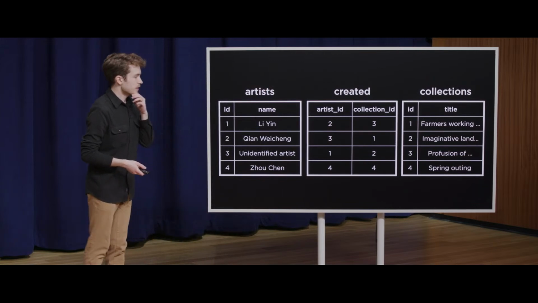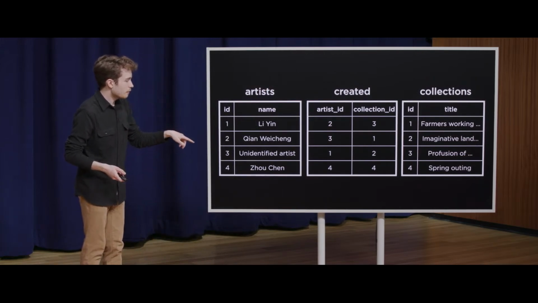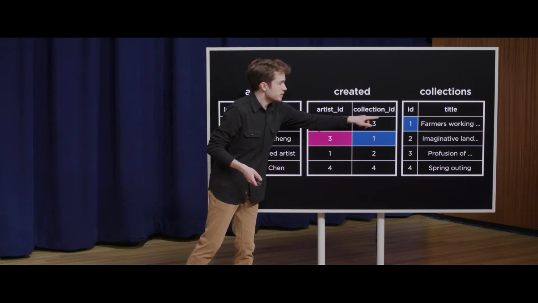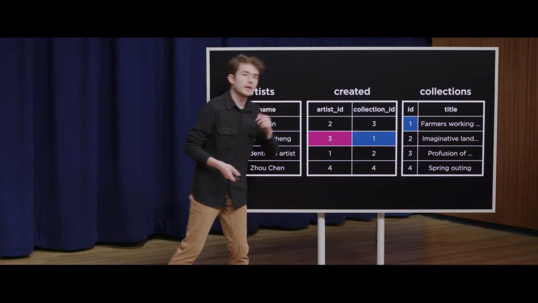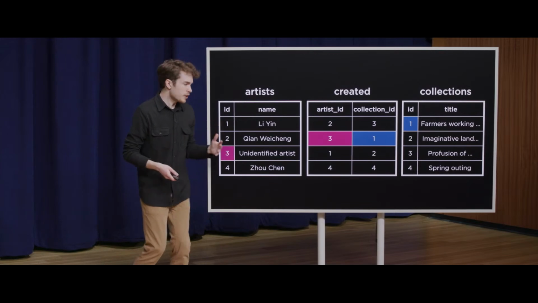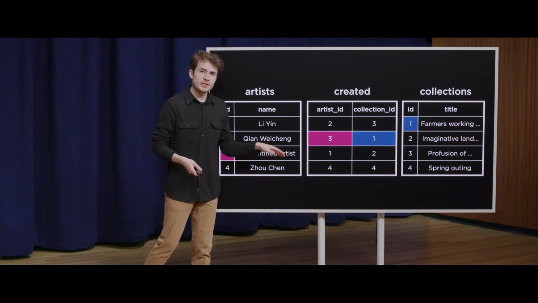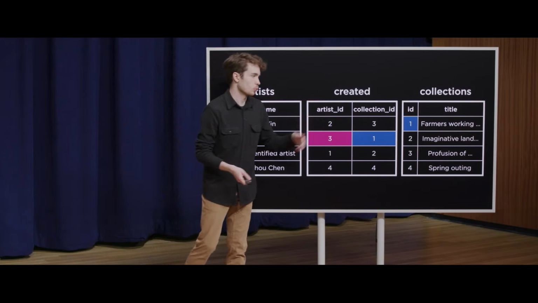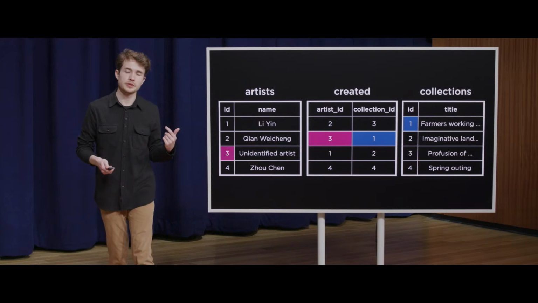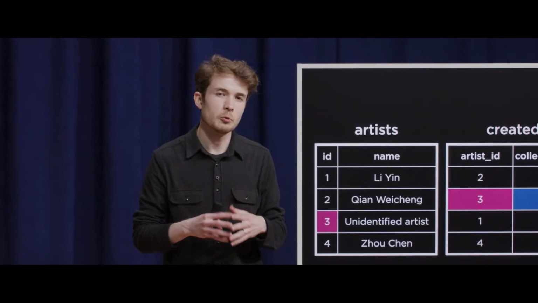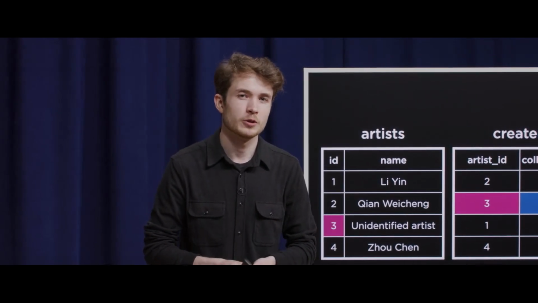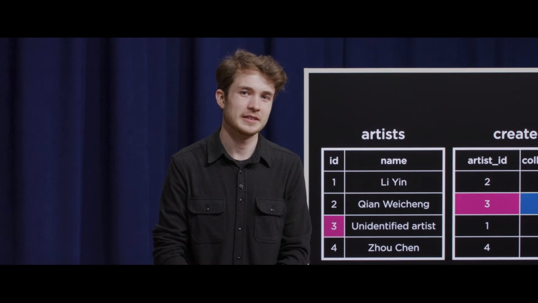Now, in this case, we know that I have this unidentified artist, and we can see that they authored this item in the collections, Farmers Working at Dawn. But let's say that later on we find out it wasn't an unidentified artist, it was instead Li Yin who created Farmers Working at Dawn. How could we update our tables to make sure it's Li Yin who we have creating Farmers Working at Dawn? First, raise your hand for this one, too, if you think you know.